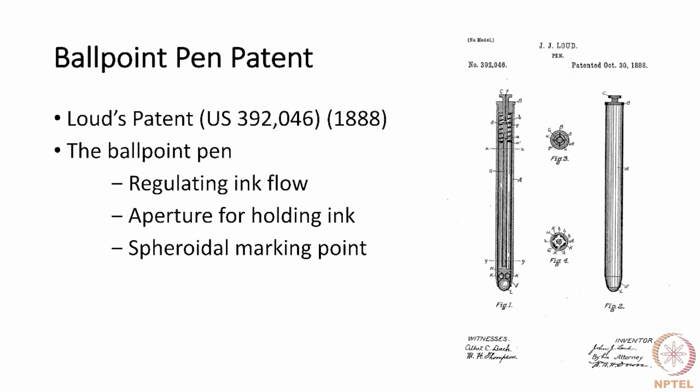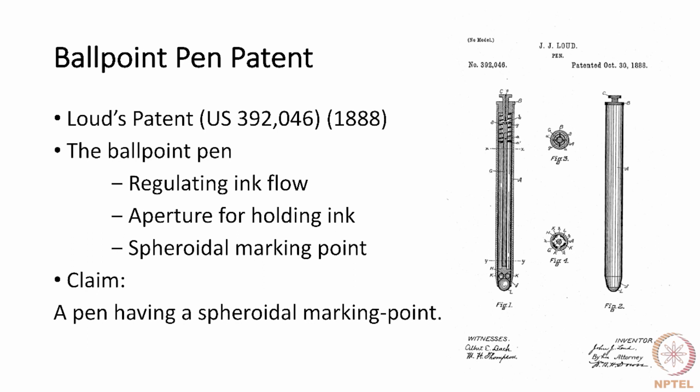Now you ask yourself, what is the most critical feature for solving the problem of writing on rough surfaces? Now you will conclude that it is not regulating the ink flow, it is not the aperture for holding ink, rather it could be the spheroidal marking point. So expectedly, the claim for this pen was simply a pen having a spheroidal marking point.